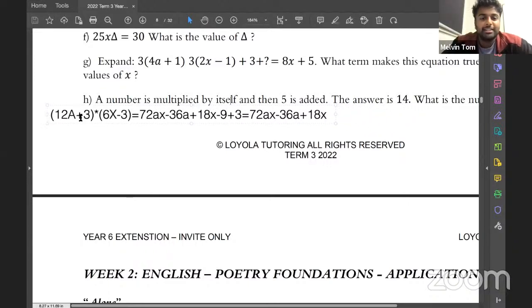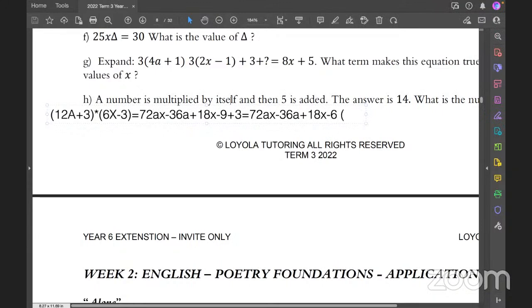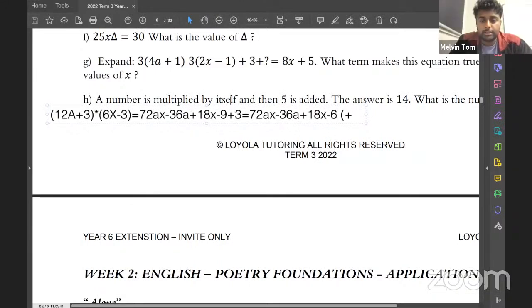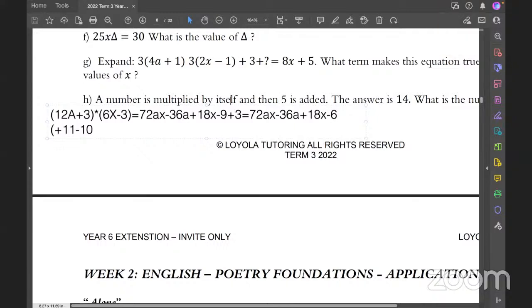Okay. All right. So plus, and then negative 9 plus 3 is equal to what, guys? Negative 6. Good. Now that we have this, we need to add something to these values to give you 8x plus 5. So let's start with negative 6. How do you go from negative 6 to positive 5? You add 11. Good. And then how do you go from 18x to 8x? Take away 10x, right?